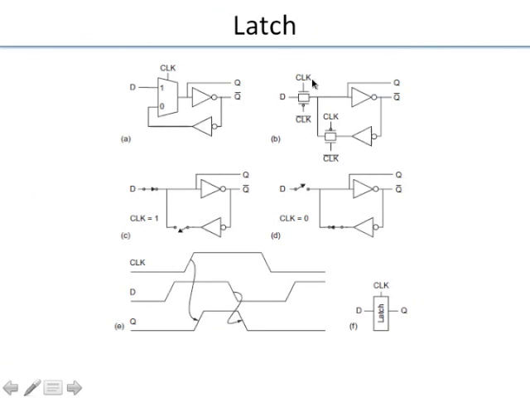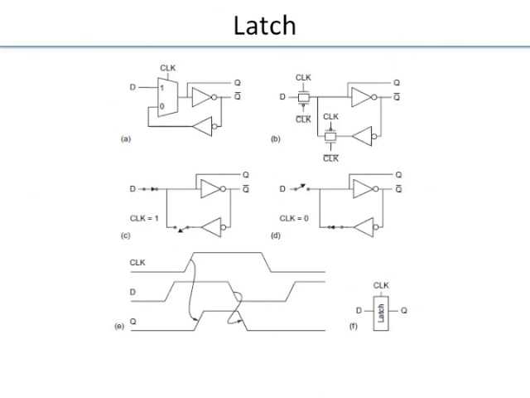So this mux can be built in many ways. We saw already using transmission gates you can build a mux, with the enable being the clock. So this is one way of building the mux. And these two are just explaining the operation of the mux when clock is high and when clock is low. So this is the concept of a latch.